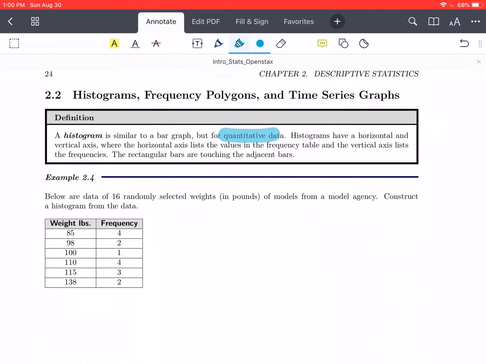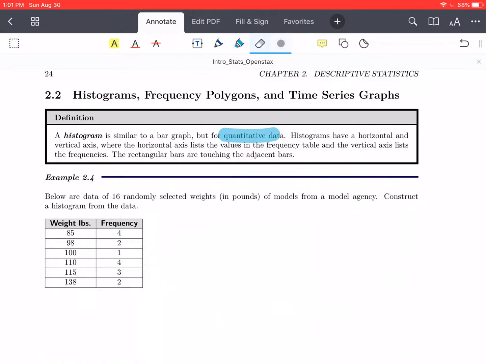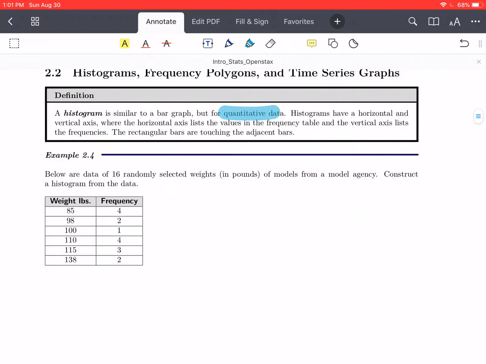Histograms have a horizontal and vertical axis, where the horizontal axis lists the values in the frequency table, and the vertical axis lists the frequencies. So horizontal is the numbers, vertical is how many. How many of each do we have? The rectangular bars in a histogram, unlike a bar graph, do touch each other. They come right up against each other.